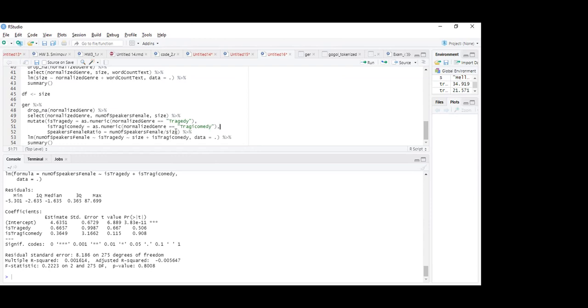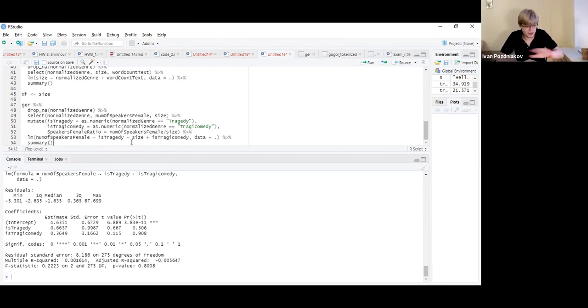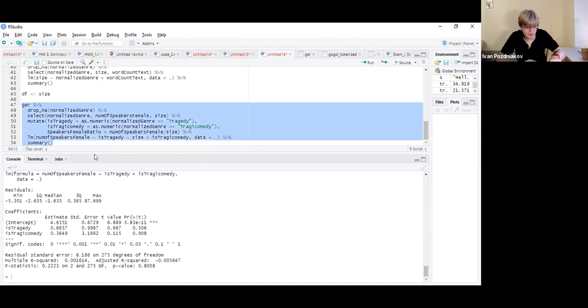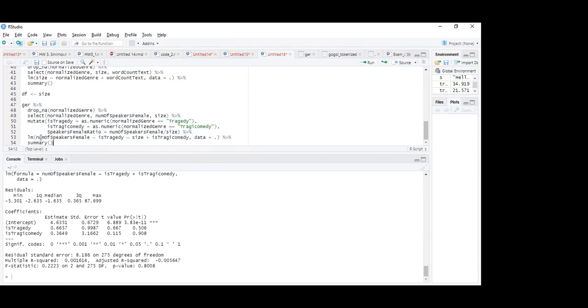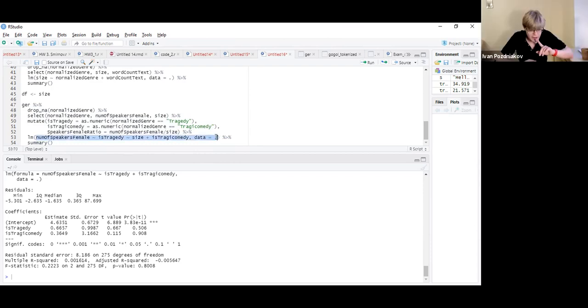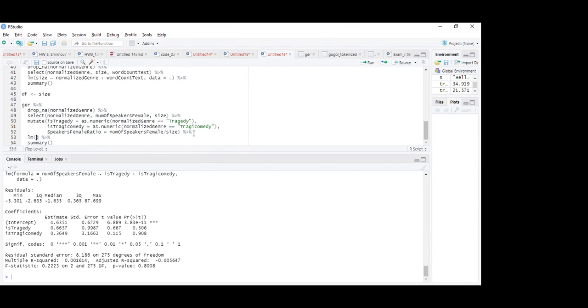And now let's write a formula from scratch. So just delete what you have now, I mean, everything inside the lm. Inside the lm, okay. Just delete it and try to write it from scratch. So, what is the outcome that you want to predict? So I want to predict how the size of the play influences the number of female speakers in the play.